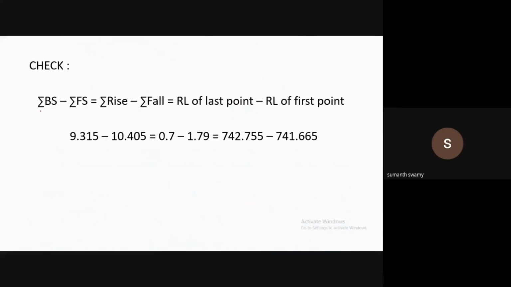Here you could see the summation of all backside has been entered, that is 9.315. The summation of all foresight is 10.405. That will be equal to the sum of all rise minus the sum of all fall. That will be equal to RL of last point minus RL of first point. Okay, so when you check it, all these three will be the same. If this condition is obeyed in your survey, then the survey performed is correct. So this was the total procedure of the rise and fall method. Thank you.